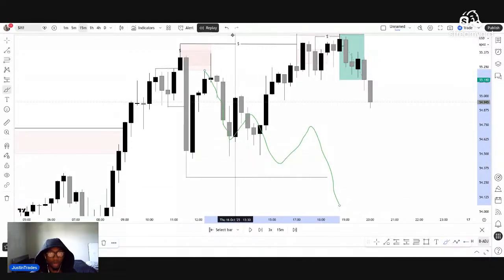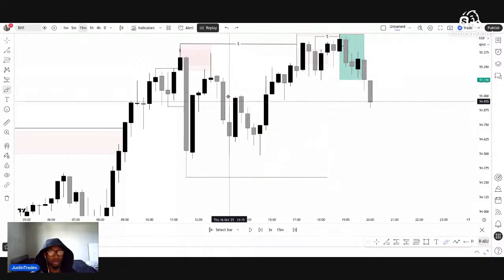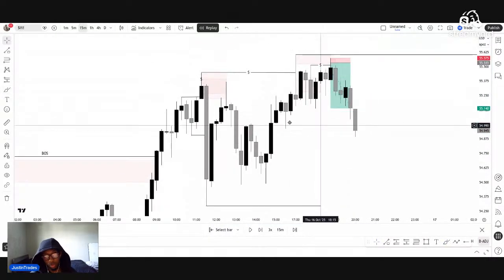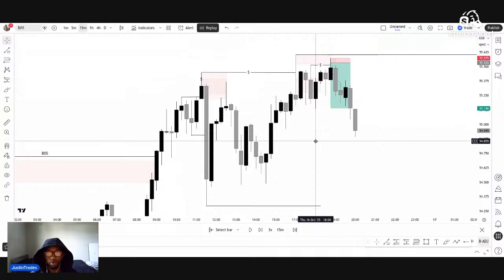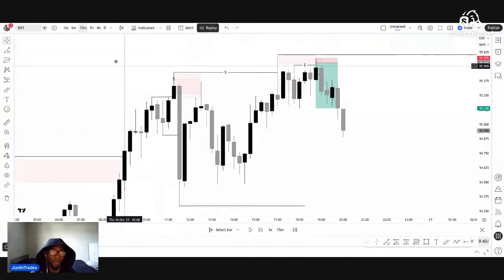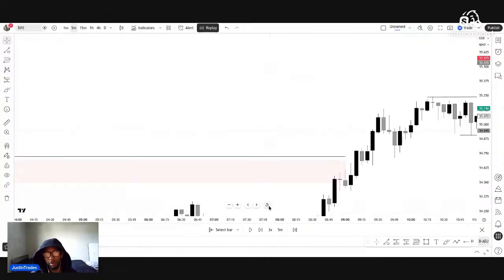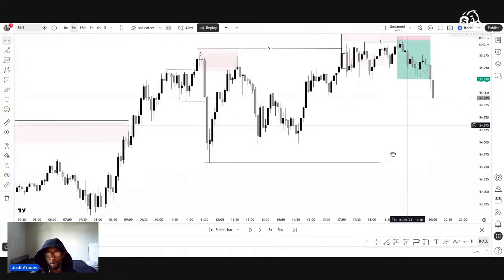Price would have given me a market shift. But the fact that this demand zone did do its job, price came back and went up, came back, and broke a structural high. So once I realized that price was still not bearish, I wanted to see what price is doing on my 5 minute time frame. So my 5 minute time frame, right?